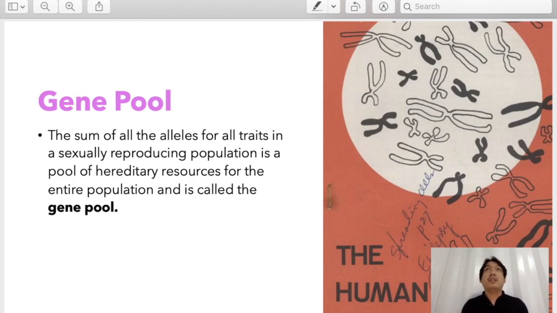It holds a huge volume of water, like a swimming pool. But this gene pool is also the same thing as a swimming pool. It's an enormous amount of genes that are being shared or being acquired by a certain population. They are reproducing populations. So these populations are practicing sexual reproduction, which involves the union of gametes, the sperm and the egg.